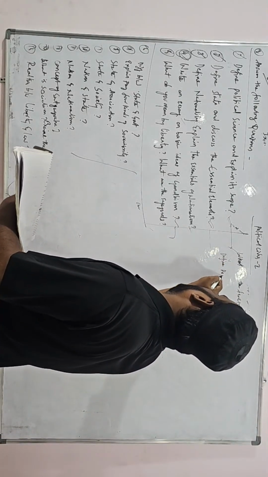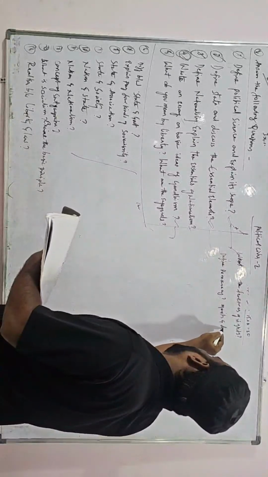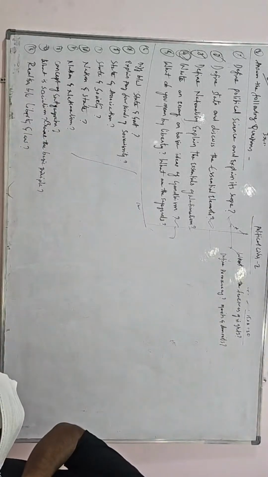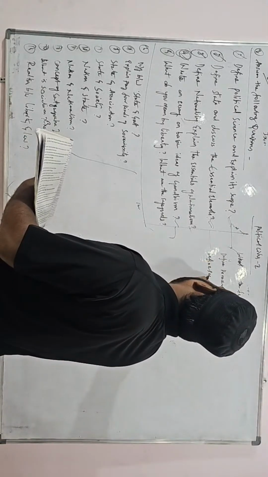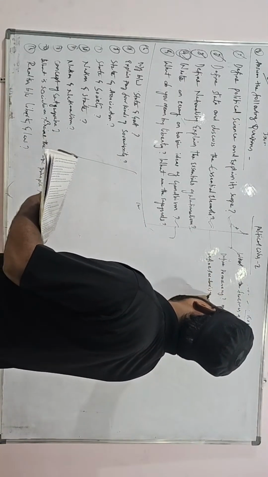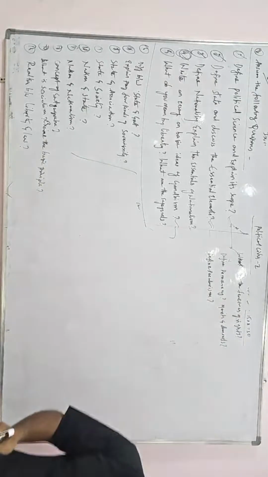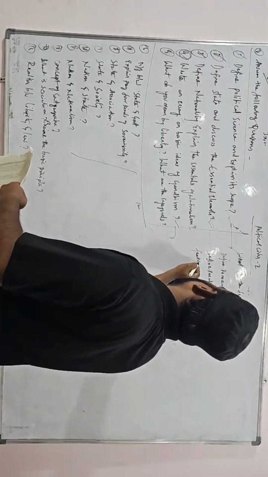Define democracy, merits and demerits. Okay, secularism, features of secular state.